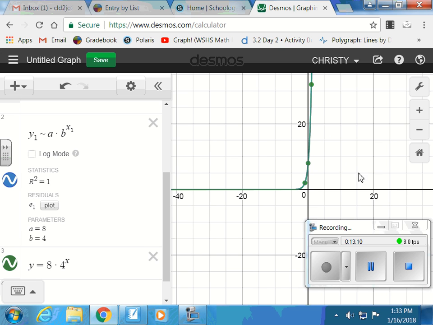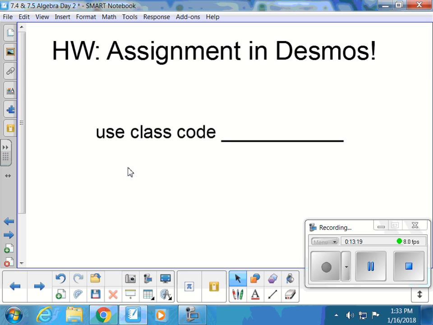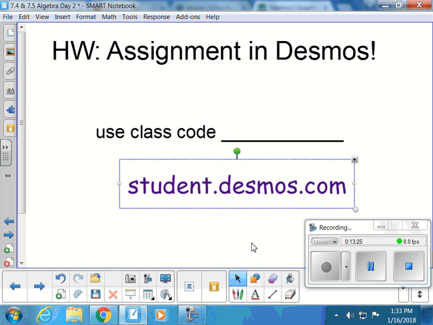Okay, your homework tonight is actually in Desmos, but I'm going to give you a piece of paper that has the data points on. You are going to need a class code to get in, and it's student.desmos.com. So how about everybody go to student.desmos.com and try logging in with the correct code, and then you'll be good to go, all right?